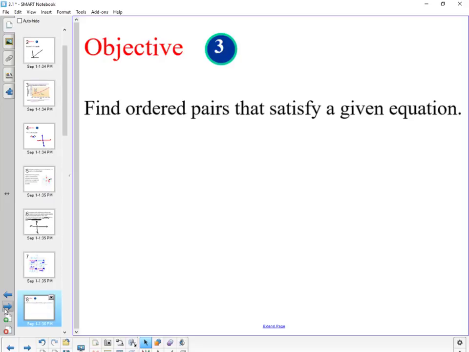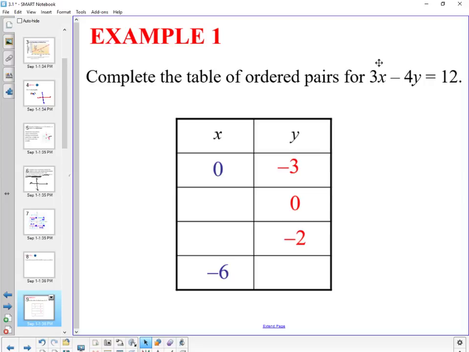Finding the ordered pairs that satisfy a given equation. Here's an equation: 3x minus 4y is equal to 12. And they want us to find the corresponding piece to what they've given us. So, the way this works, in this case we have 0 for x. If we plug that into the x position, we should be able to find the other variable.